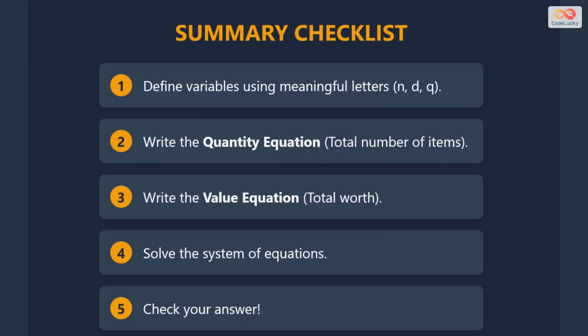To wrap up, remember this 5-step checklist. First, define meaningful variables. Second, write your quantity equation based on the total count. Third, write your value equation based on the dollar amount. Fourth, solve the system. And finally, always check your answer to see if the numbers add up to the correct totals.